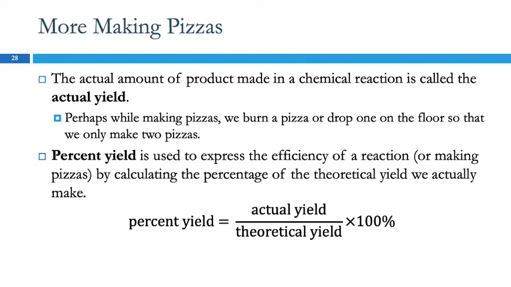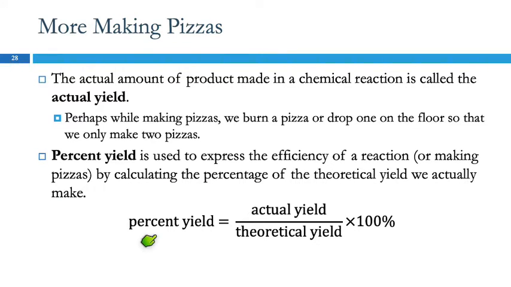So the actual yield is how much is actually produced. So you drop a pizza, you burn one, something happens. So you should have been able to make 3 pizzas, but you actually only made 2. So that's your actual yield, and we express the efficiency of the reaction or of making pizzas by what's called percent yield.